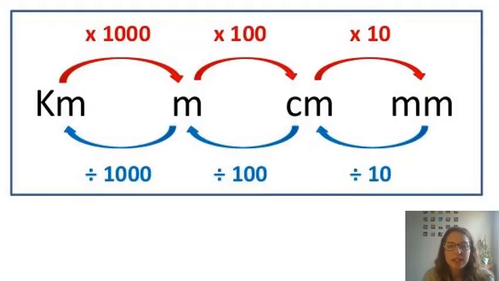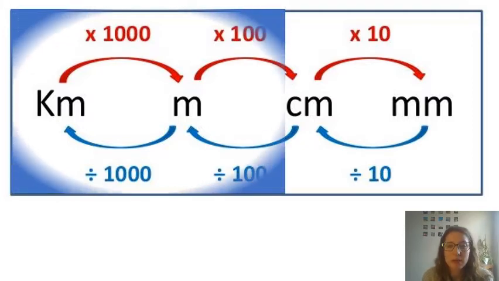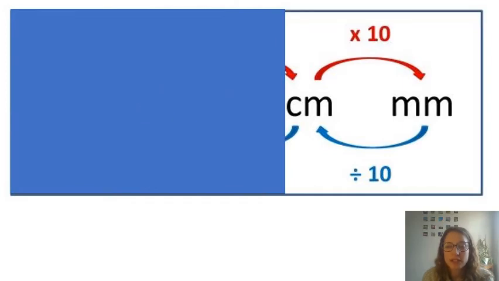Okay, so we're going to use this model again to help us, but we still don't need the kilometres, and today we don't need the metres, so I'm going to cover those up. And we're going to focus on this side. So to get from centimetres to millimetres, we are timesing by 10. So you just need your 10 times table today. And millimetres to centimetres, we would divide by 10. Okay, and if you were able to do yesterday, this should be even easier because it's 10 times tables.